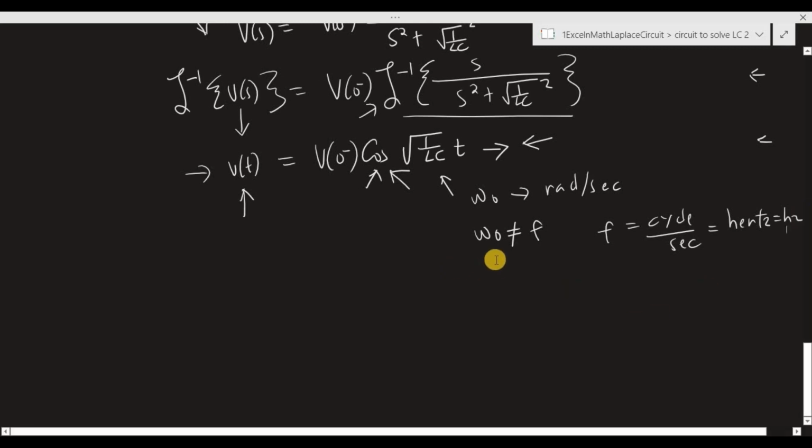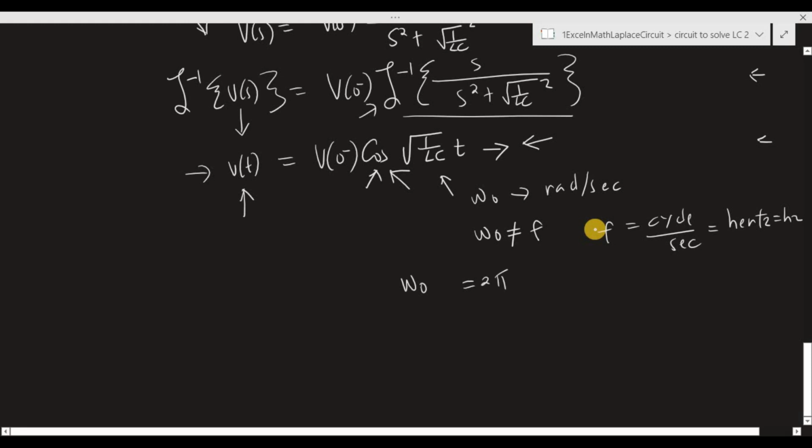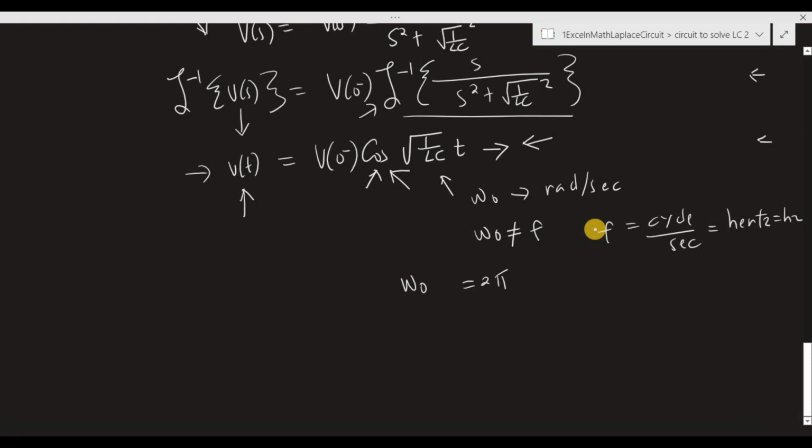Okay, now to find the relationship between omega naught and frequency, we need to ask the following question. How long will it take for omega naught to travel an angular displacement of 2 pi? So in other words, we need to multiply omega naught by time, which is t.